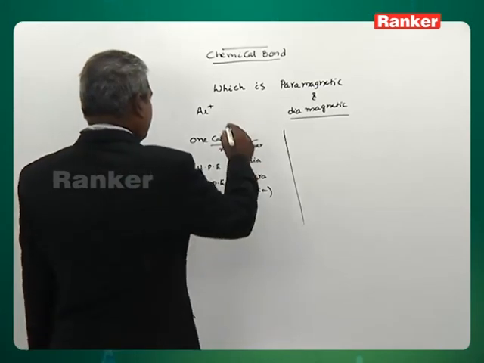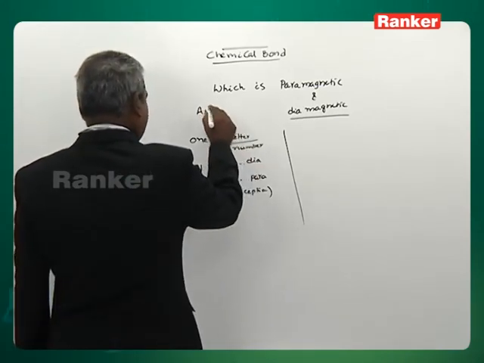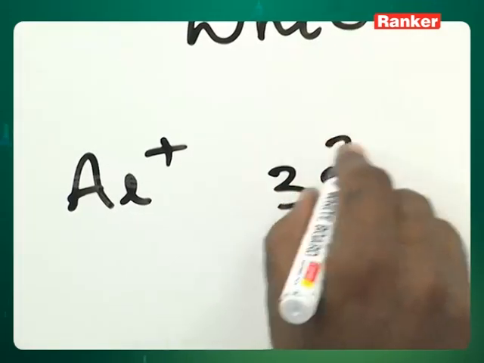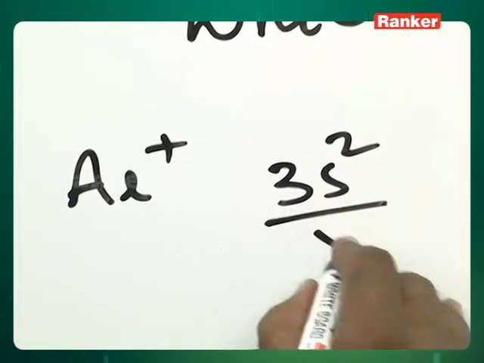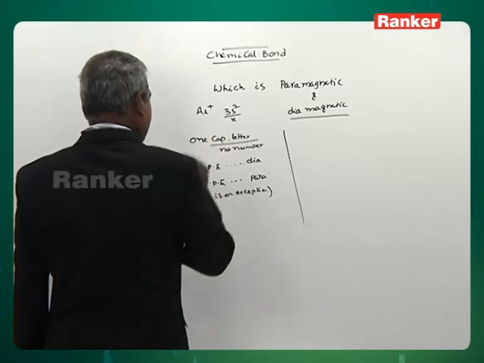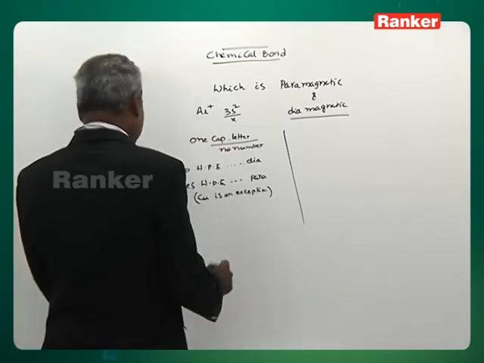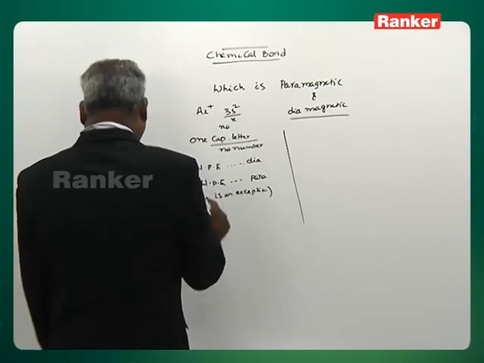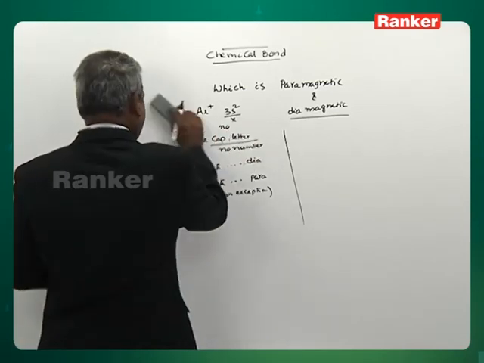If you write down the electronic configuration, it is 12. 1s2, 2s2, 2p6, 3s2. The last electron is 3s2. No unpaired electron, therefore it is dia. All are paired electrons. So no unpaired electron, therefore dia. So Al plus is diamagnetic.